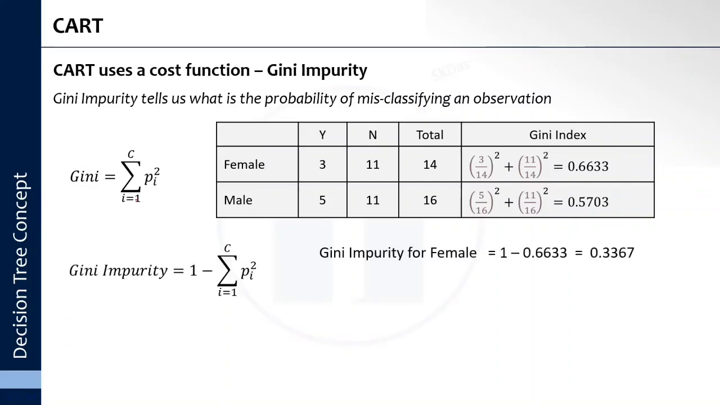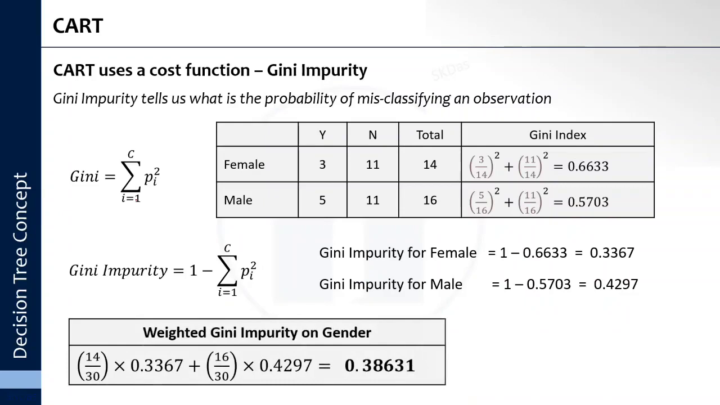So in this example, we split on gender, then we calculate the probability of females being yes and no, and then get the sum of squares of those probabilities. Then we calculate the probability of males being yes and no, and then get the sum of squares of those probabilities. Once we get the Gini index, we can get the Gini impurity by deducting Gini index from 1. Then we get the weighted average of Gini impurity on gender.